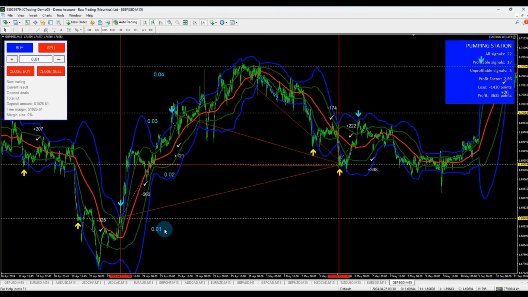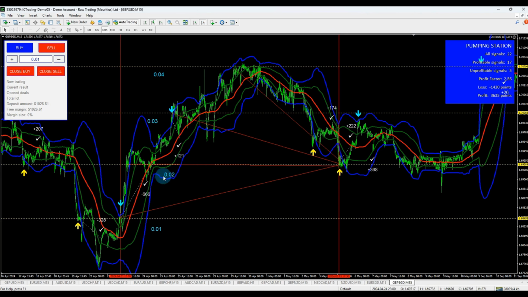Here we made a 0.01 lot size based on this sell signal. The price did not go down, contrary to everything, contrary to the indicator signal. No matter how precisely everything worked, the price went up. And here we incur a loss.